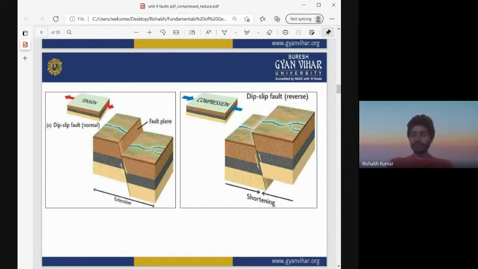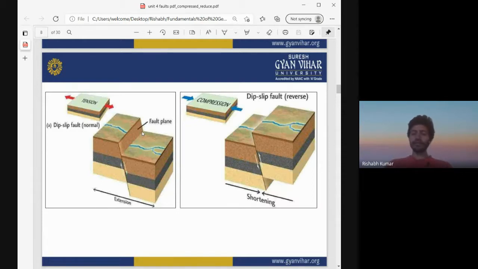So when the force causing this movement is a tensile force, then it will result in a normal dip slip fault, right? Here you can see when the tensile force is creating this movement, in that case the fault that is created will be a normal dip slip fault. What is a normal dip slip fault? In which the hanging wall slides down in the direction of the dip.